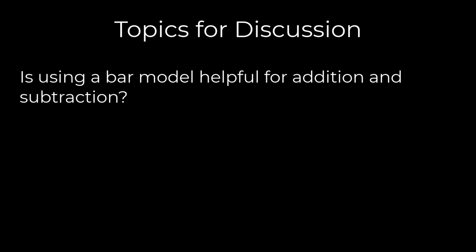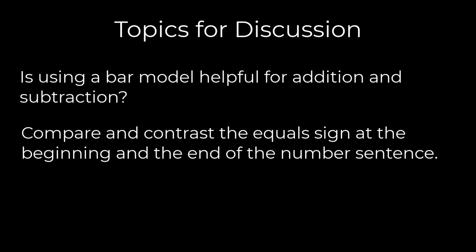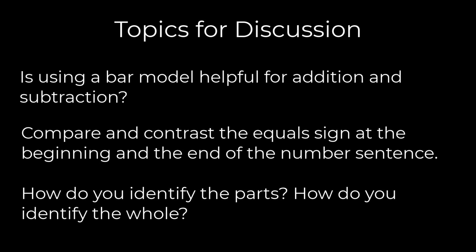When they're done, here are some questions you can ask them. Is using a bar model helpful in math for addition as well as subtraction? What did you think when you saw the equal sign come at the end of the number sentence and when it came at the beginning of the number sentence? How are problems like these the same? And how are they different? How could you identify the parts? And how did you identify the whole?